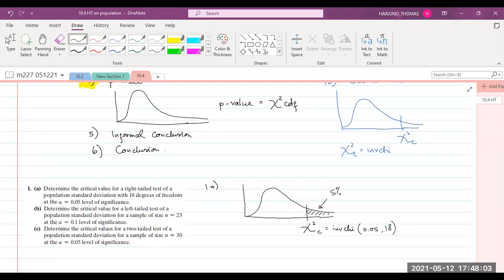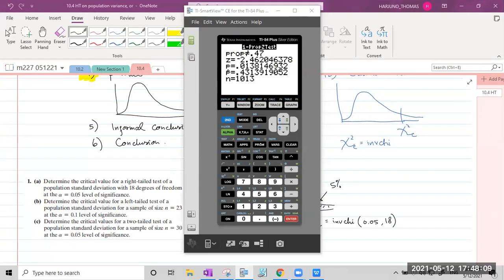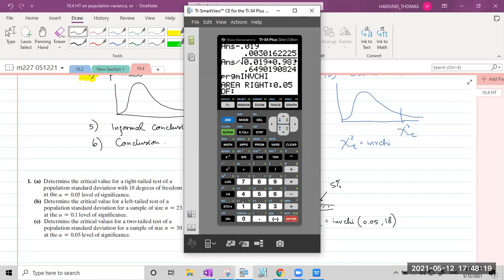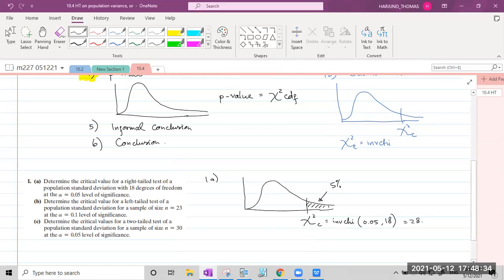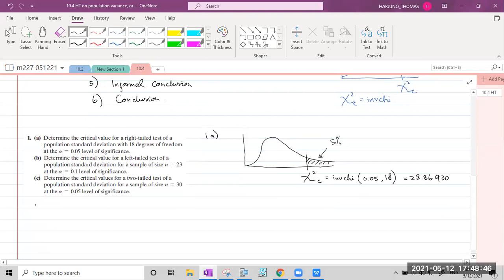And you use your calculator. Inverse chi, we use the program, right? Inverse chi, then area to the right 0.05, degree of freedom 18, and we get 28.86930. That's for number 1A.